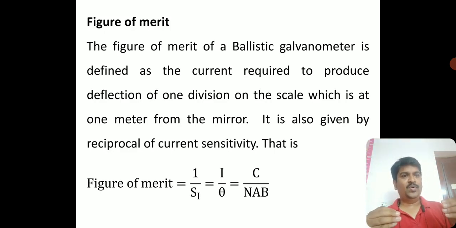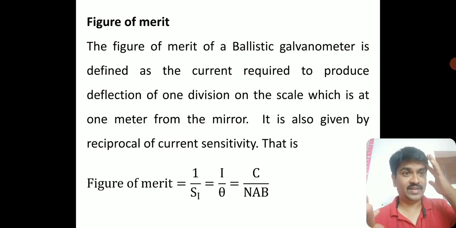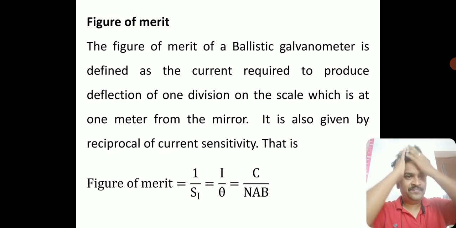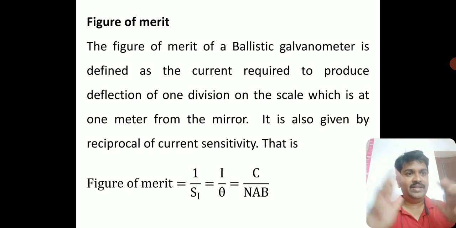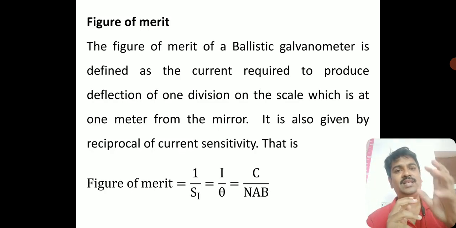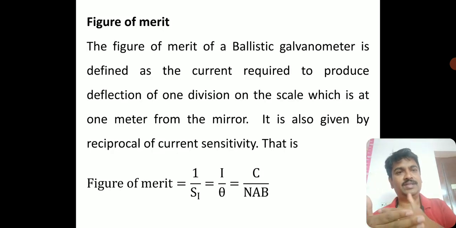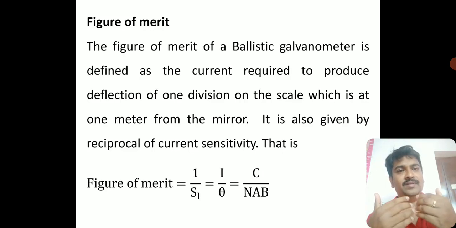Students, you need to know all these equations: the charge sensitivity, current sensitivity, voltage sensitivity, and figure of merit, which is the reciprocal of the current sensitivity. While solving numerical problems related to magnetostatics, you need all these equations. So write down the equations on a separate page and memorize them, because this will be helpful in solving numerical problems related to the BG.